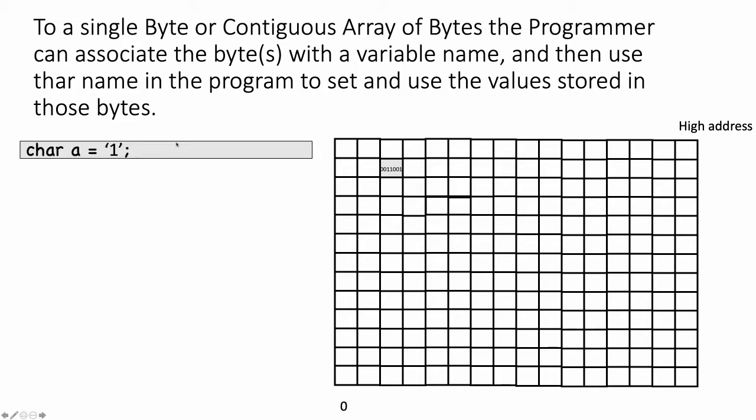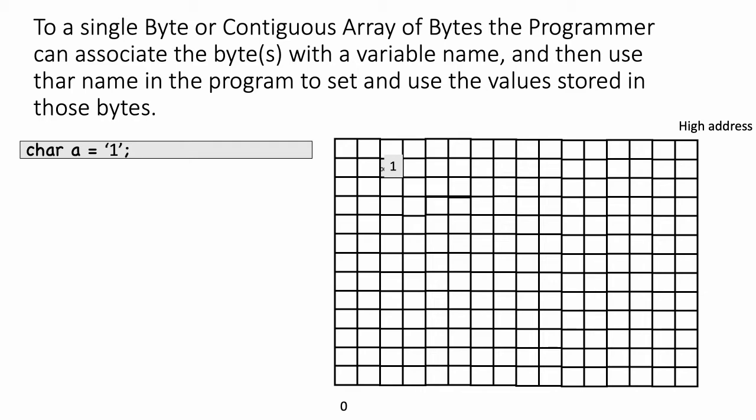So here we're creating a character. The variable name for that character is going to be A, and it's going to have the value assigned character 1. Now character 1, if you look up the ASCII text, is actually represented by this collection of bits. But as far as my program goes, the only thing stored at that byte is the character 1.